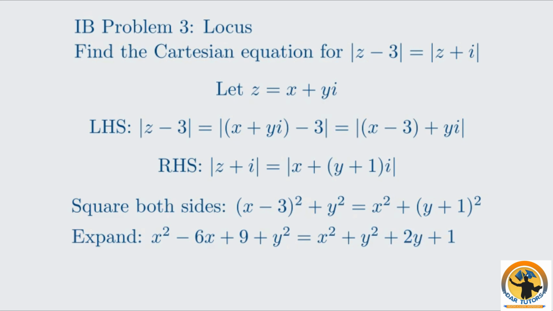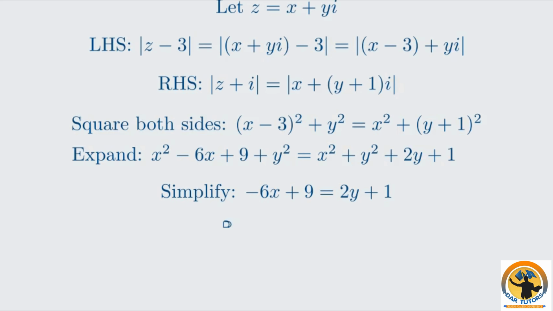Now we simplify. Notice that the x squared and y squared terms appear on both sides of the equation. We can cancel them out. We are left with negative 6x plus 9 equals 2y plus 1. Rearranging this equation to solve for y, we get y equals negative 3x plus 4.